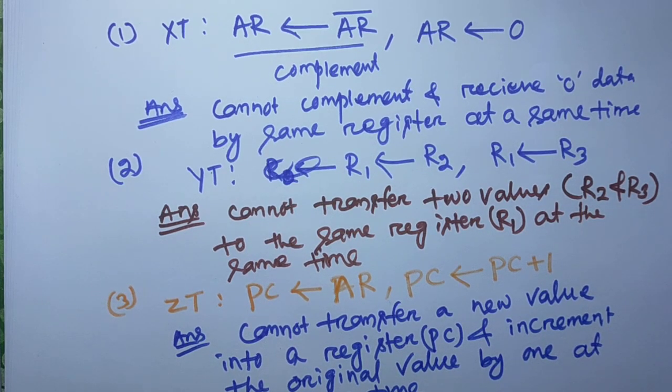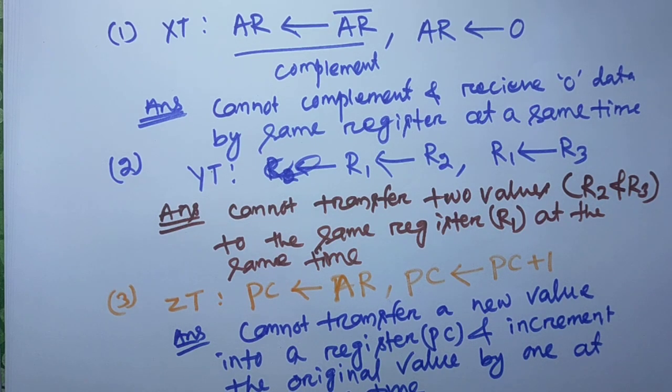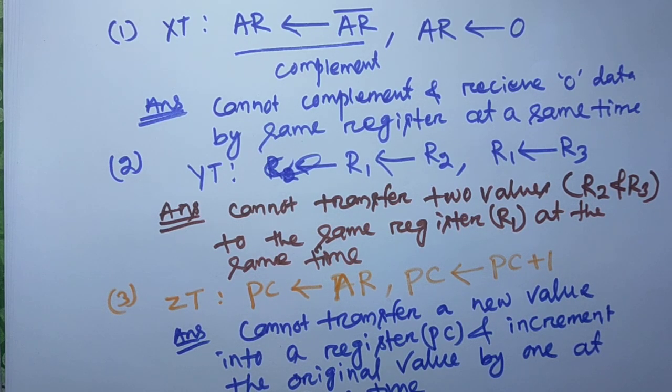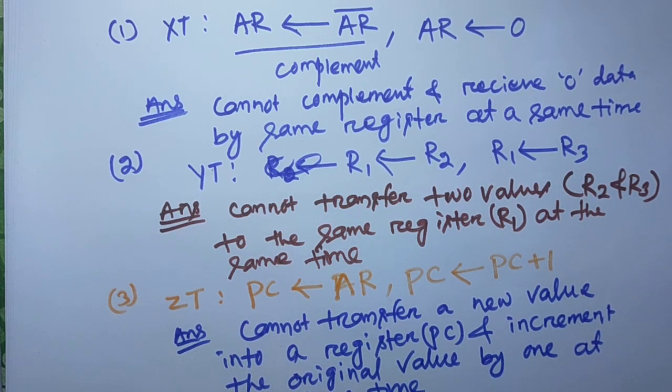So for that reason, if this kind of statement is given, then we see that the statement is wrong. Wrong means the transfer of data from 2-3 registers to a particular register at a time is not possible. And a particular register cannot receive different data, such as complement data, any other data or increment data. If this kind of question is there, you have to justify accordingly.